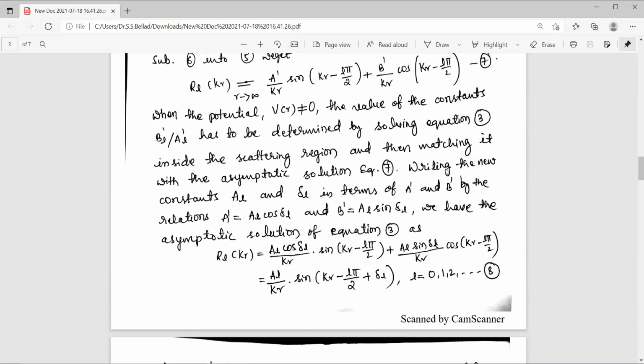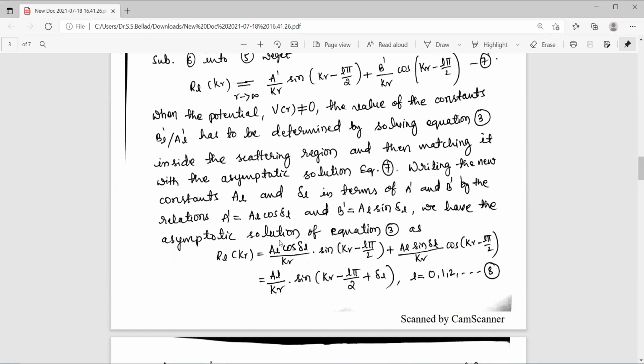So for that, writing the new constants A_L and delta_L in terms of A dash and B dash by the relation, because for the incoming particle, V(r) is not equal to 0, that is, inside the sphere of potential, and therefore the constants are also changing here. So the constant A dash becomes A_L cos delta_L, and the other constant B dash becomes equal to A_L sin delta_L.